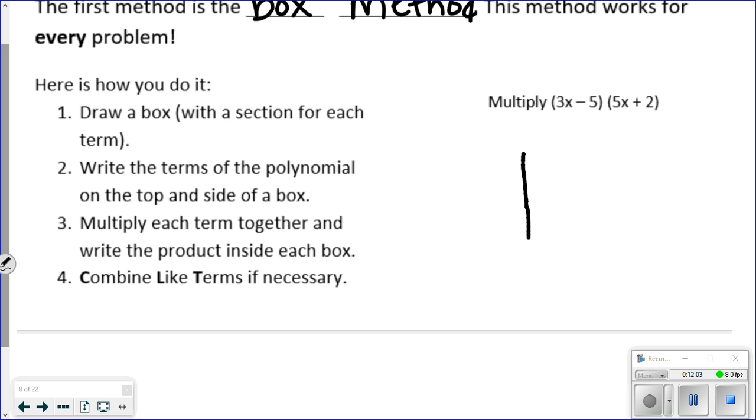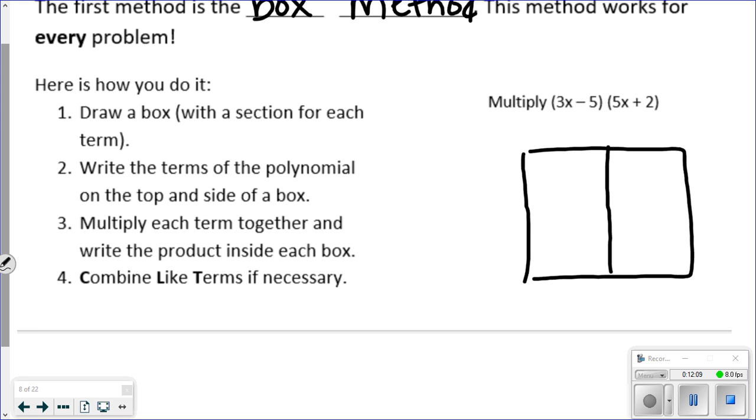So if I have a binomial, that means I need to have a 2 by 2. 3x would go here, -5. So there's 2 terms, so they need their own boxes. And then 5x and a +2.